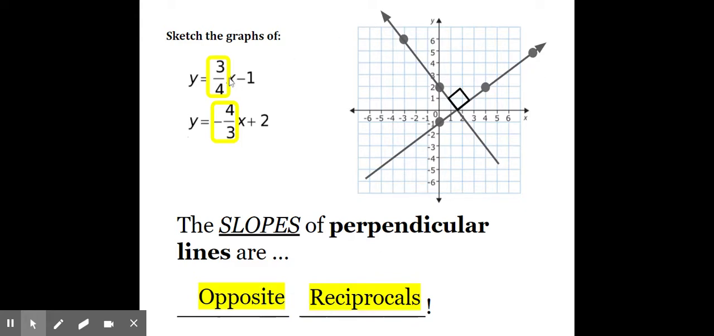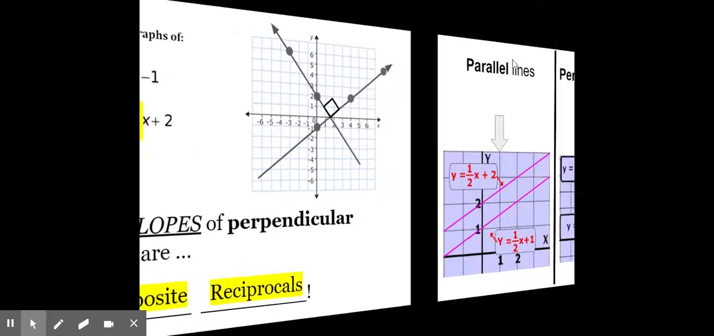But do you notice the fractions 3/4 and 4/3? They're reciprocals of each other. So as long as you have two slopes that are opposite, one positive, one negative, and they are reciprocals of each other, they will always be perpendicular when you graph them.